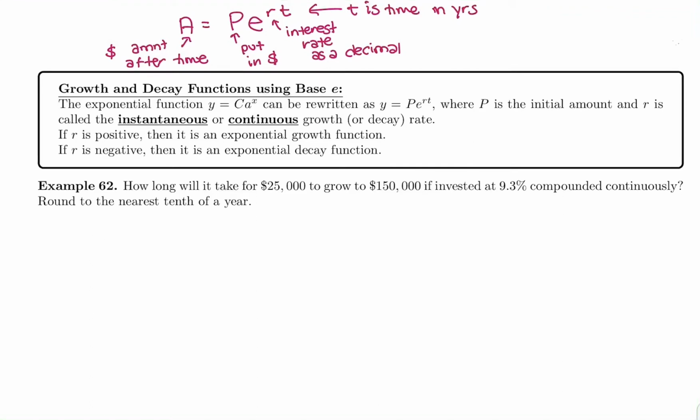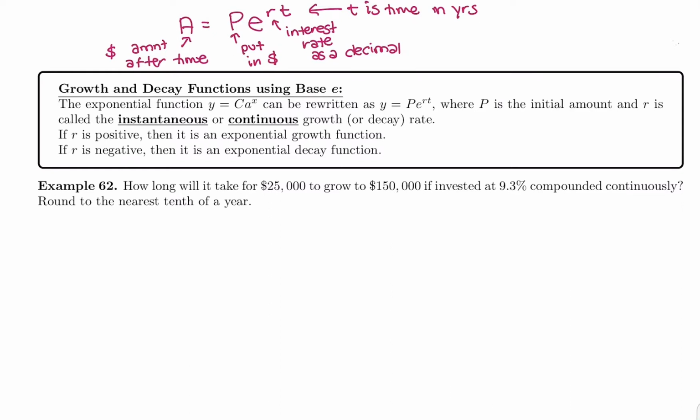Here we're looking at something compounded continuously, so we're going to write down this formula. A equals P e raised to the RT. A is the amount after time. P is the amount of money you put in. R is your interest rate. And T is time in years.